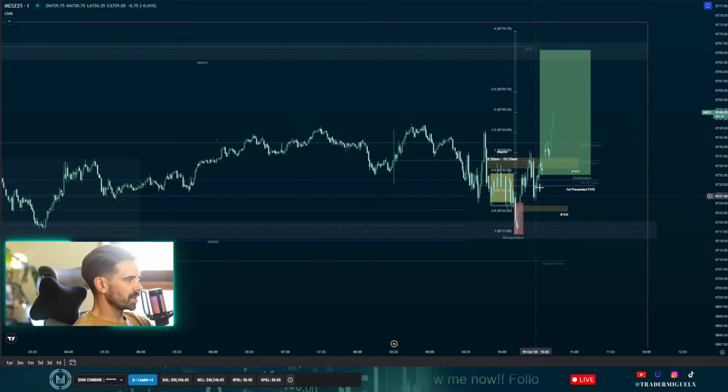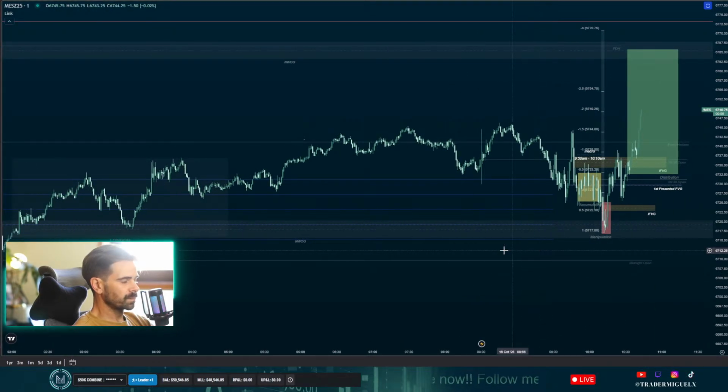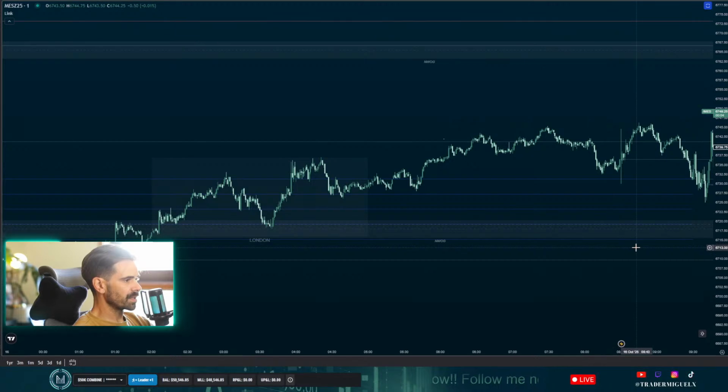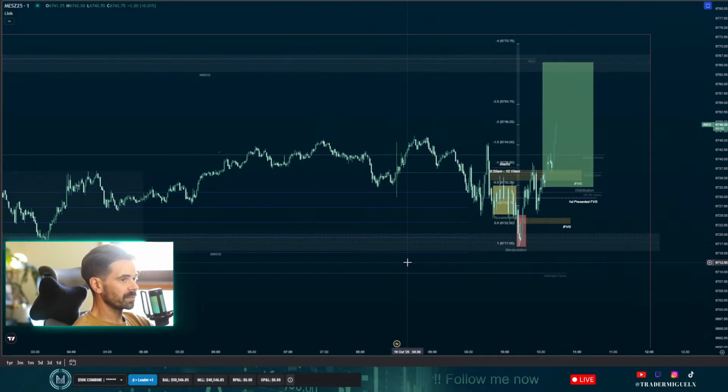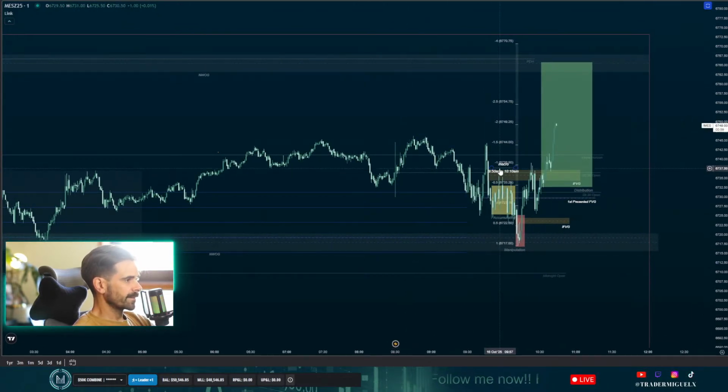So this really would be a plan if we took out London lows, but one handle away from London lows and outside of the macro, it didn't feel right for me. It really didn't feel right for me.